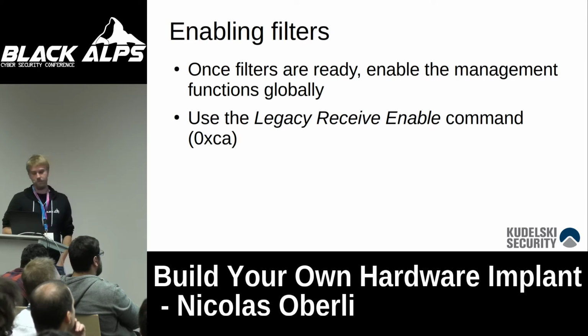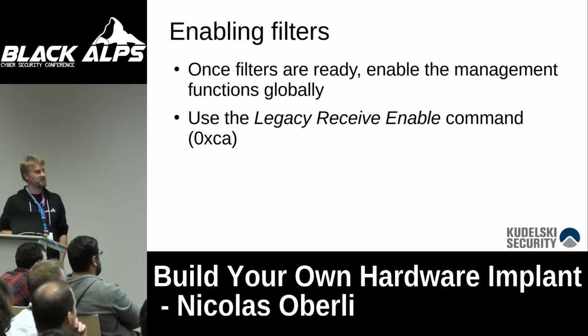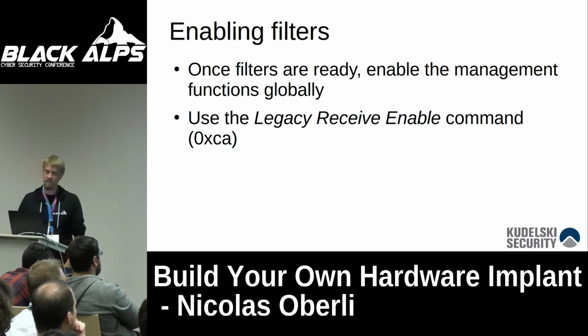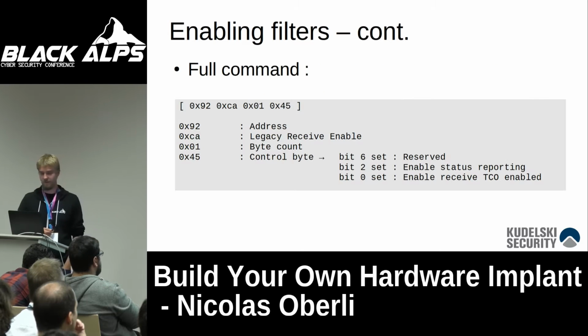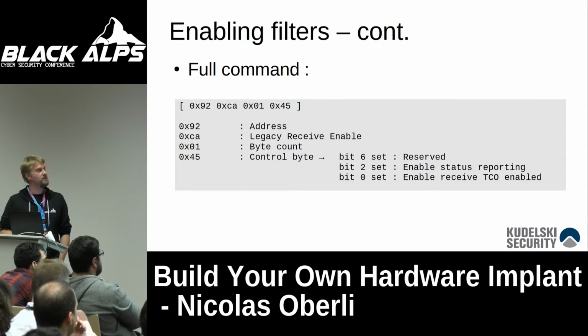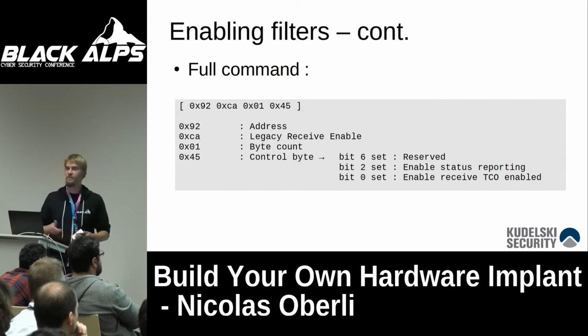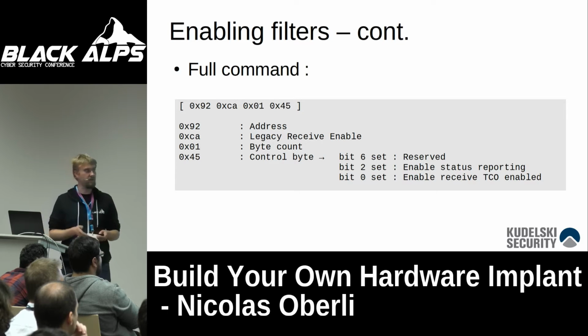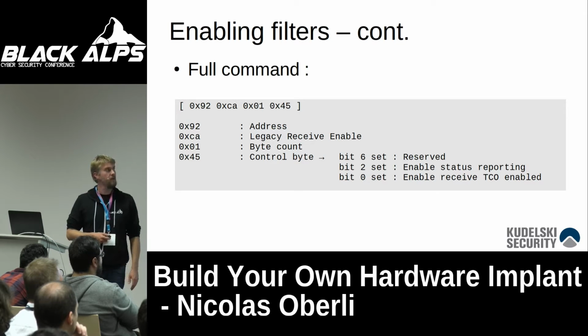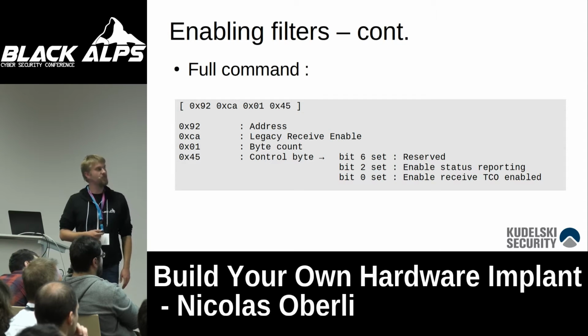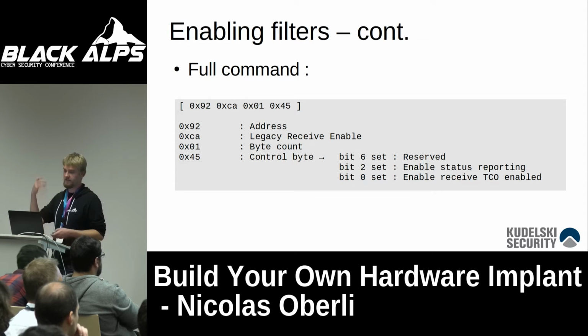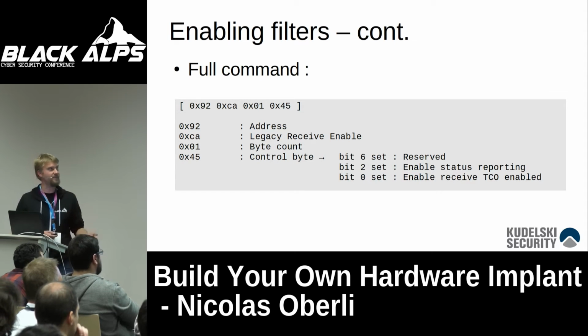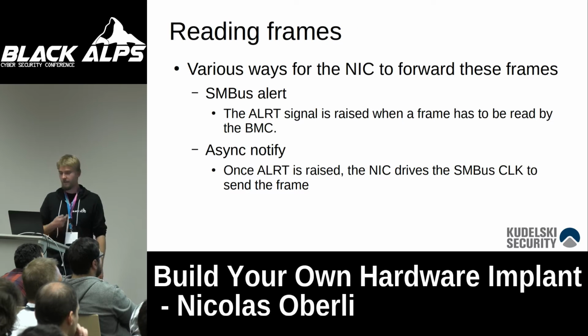So you also need to read the documentation again to see that there is another command called legacy receive enable, which is that specific byte. So you need to create that specific command again. And you need to pass it a parameter with those specific bits set. Some of them need to be at 1, otherwise the card will just return an error. And you need to add that bit specifically and that bit specifically to make the card actually process the filters that you created. So again, the command is there.